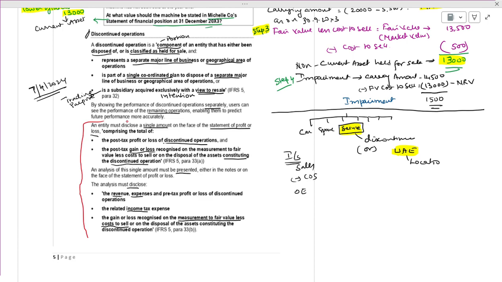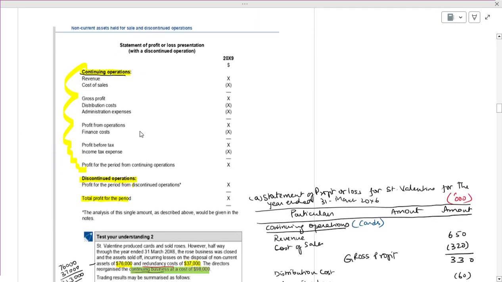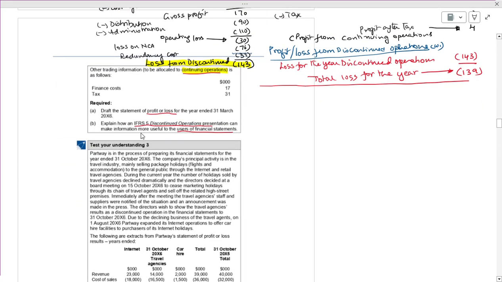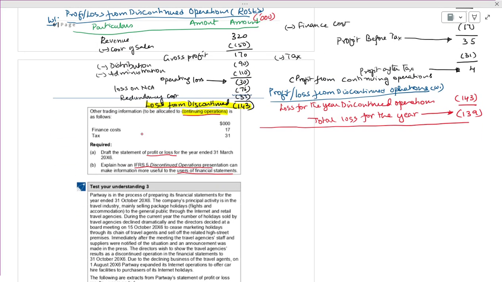You have to write this much only, in your own words. When a business segment has been classified as a discontinued operation, what is the rule? IFRS says that you have to show it separately on the face of the financial statement. We have to write that much only. Point number B.